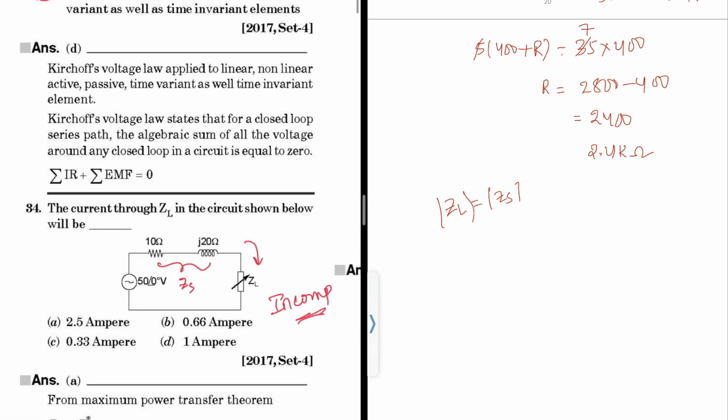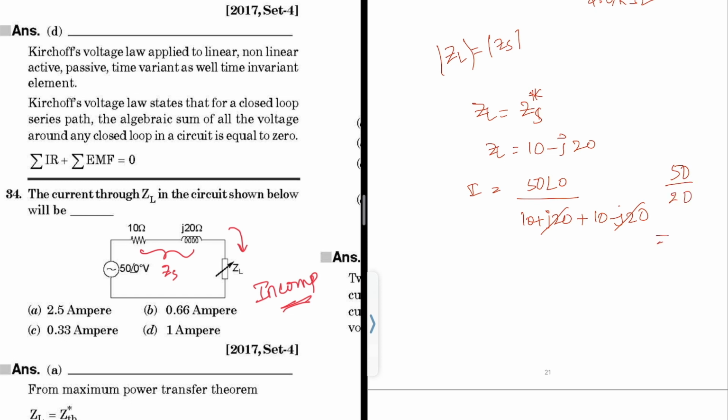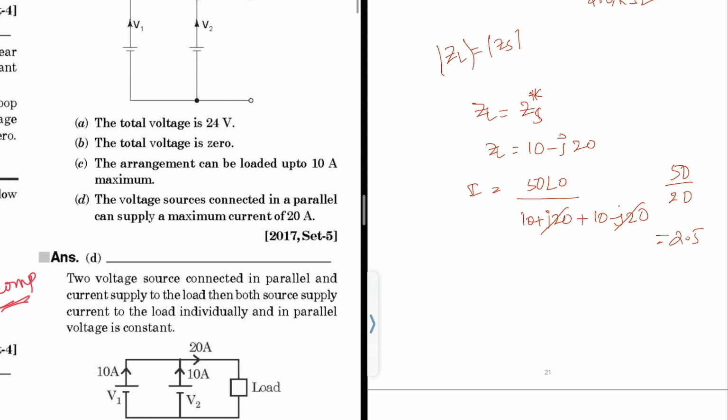If in the question it is mentioned that it is for maximum power, then how will we do it? So ZL equals ZS conjugate. So ZL equals 10 minus J20. So current equals 50 at an angle 0 by (10 plus J20 plus 10 minus J20). These two will be cancelled. So the answer will be 50 by 2, which is equal to 2.5. So the answer will be this. But in the question it is not mentioned for the maximum power transfer.